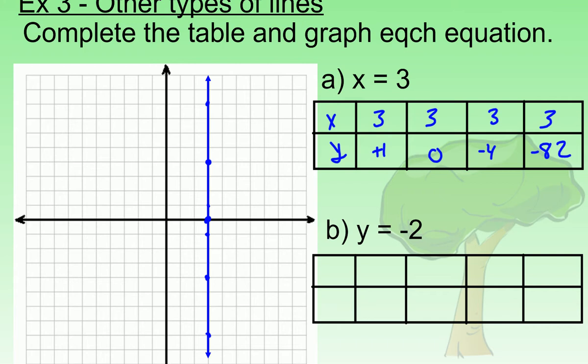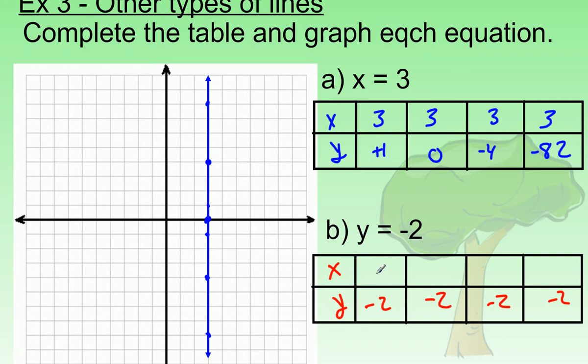Letter B. y equals -2. So we have our x and our y. So just like before, when it said x equals 3, we knew that the x value was always 3. It could not be anything else. Well, in letter B, the y value will always be -2. It cannot be anything else. So the first thing I'm going to do is plug -2 in for y.